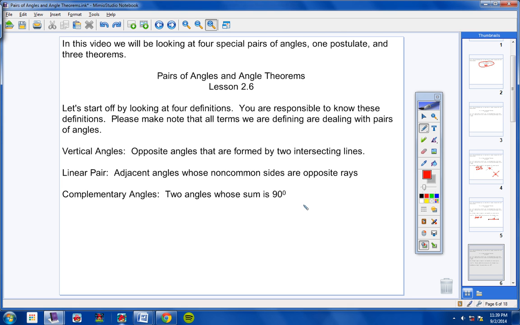I'll pause just a second while you copy that in your notes. Two angles whose sum is 90. Okay.